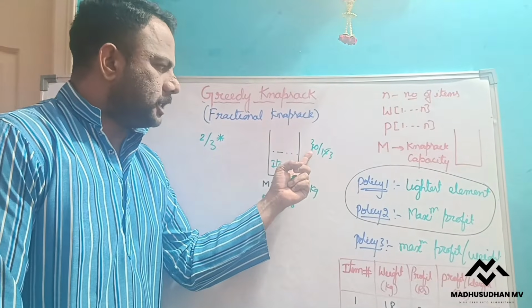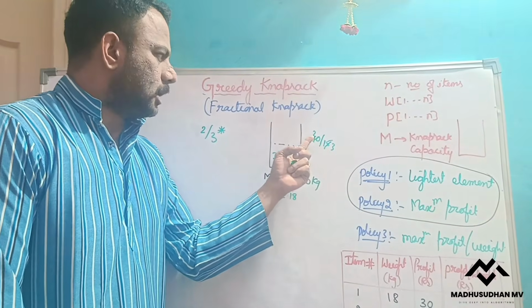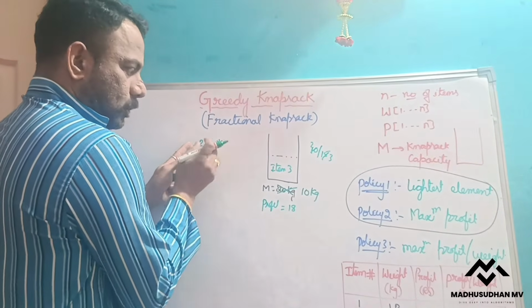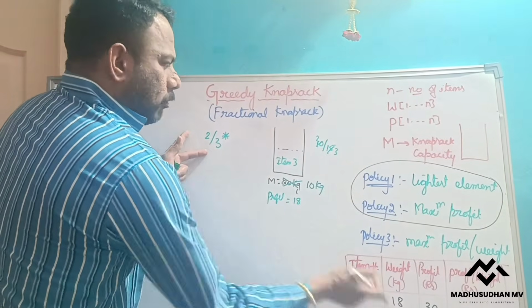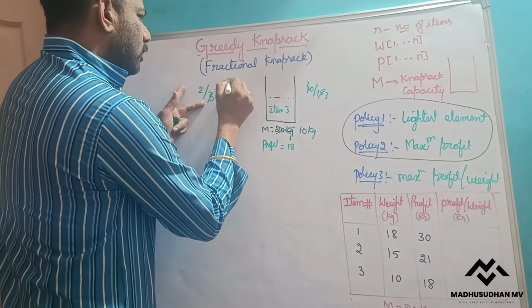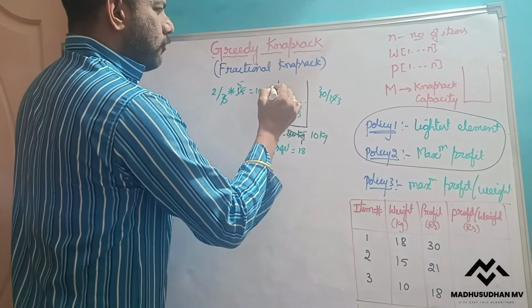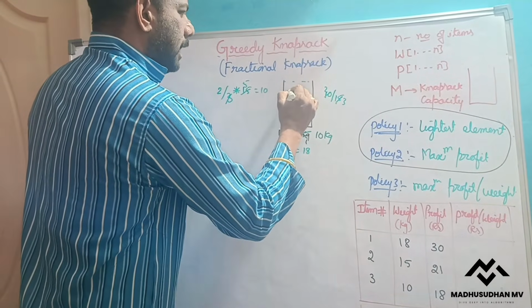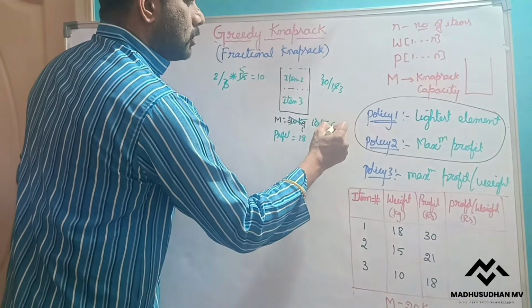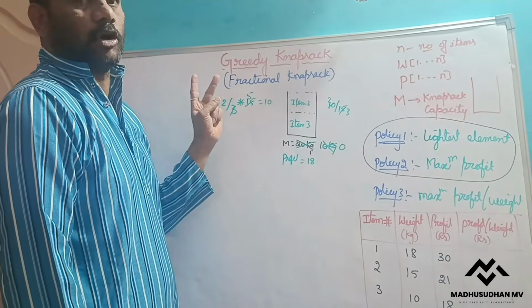Since I am taking 10 kg out of 15 kg, 3 fives are 15, that means 2 by 3. 2 by 3 of how much? 15 kg. Again, 3 fives are 15, so 2 fives are 10 kg that I am taking. Now if I take the complete item 2, it is completely filled, now there is 0 capacity. Now completely 20 kg is occupied.